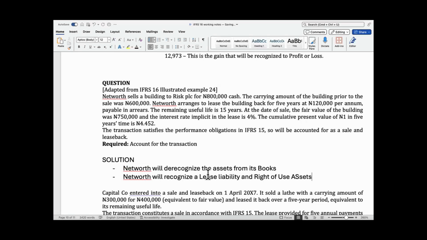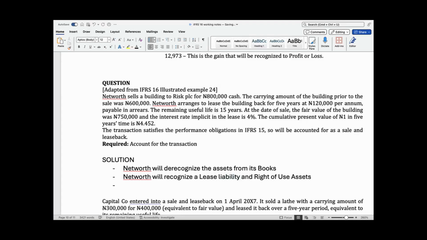And when he recognizes this, then he needs to do some checks, like I told you, by comparing the consideration received with the fair value of the assets. So that is very important because that will help us update each of these two.